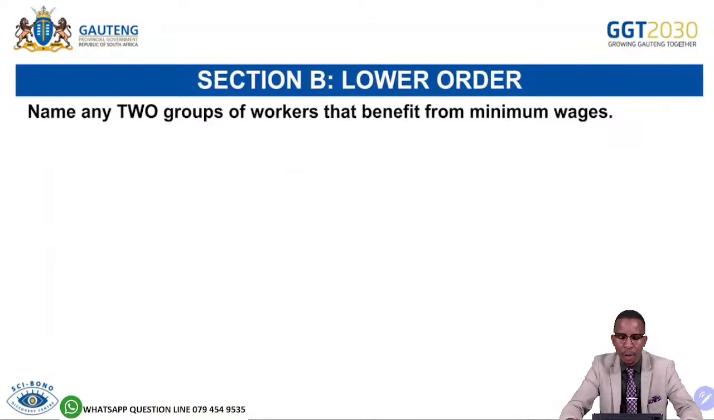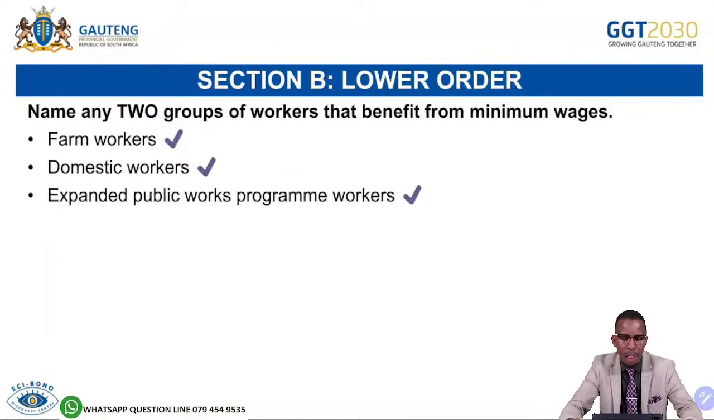Name any two groups of workers that benefit from minimum wage. We mentioned farm workers, domestic workers, expanded public works program workers, learnership agreements workers.